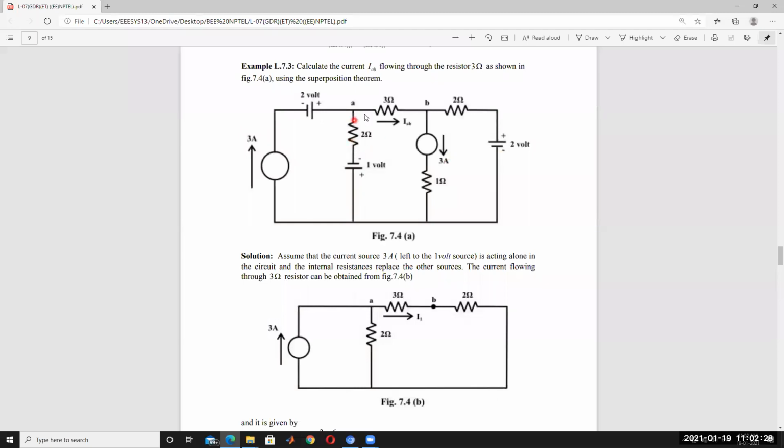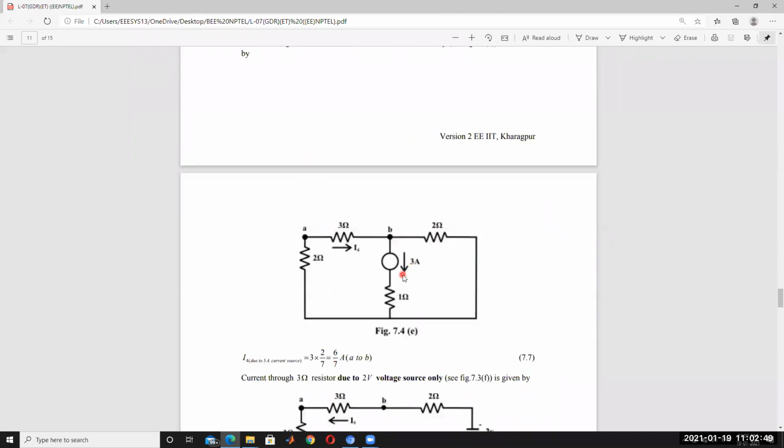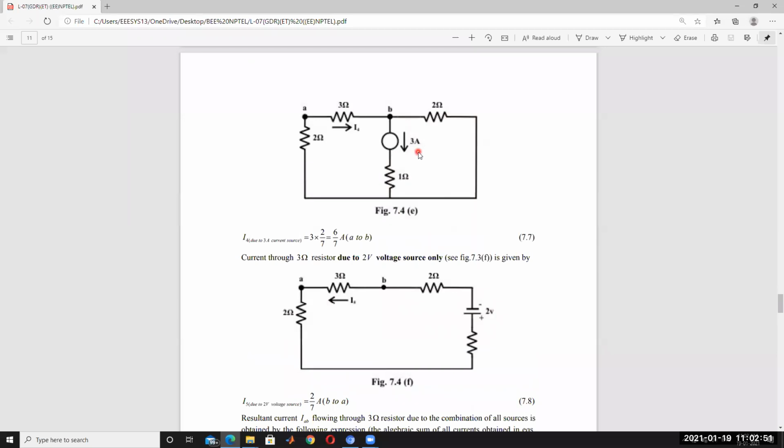In the circuit, only these elements are present in the network: 2 ohms, 3 ohms, 1 ohm, the 3 amps current source, and 2 ohms. The voltage sources are short circuited. So the equivalent circuit will be like this. The current due to the 3 amps current source: what is the current here? Here current is the same as here current, same current.